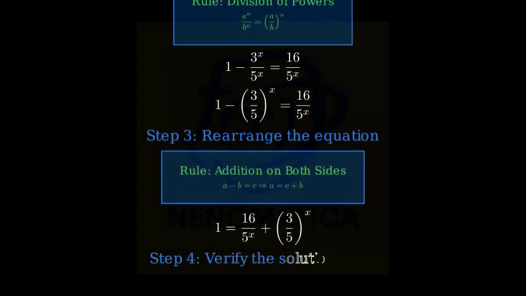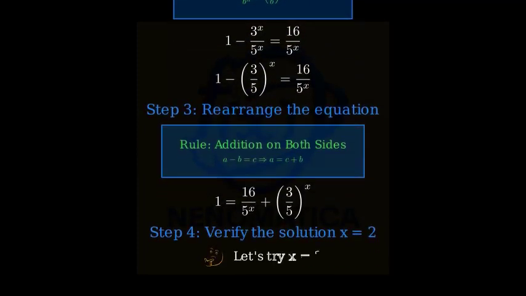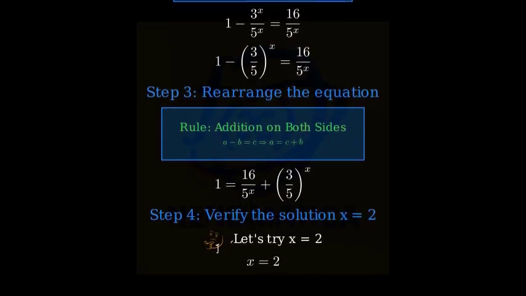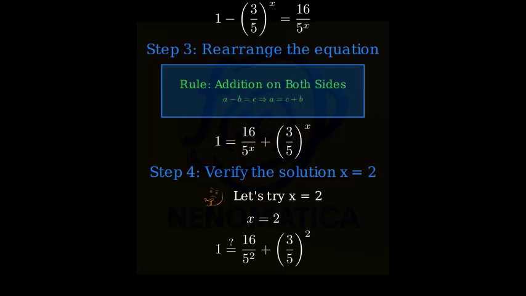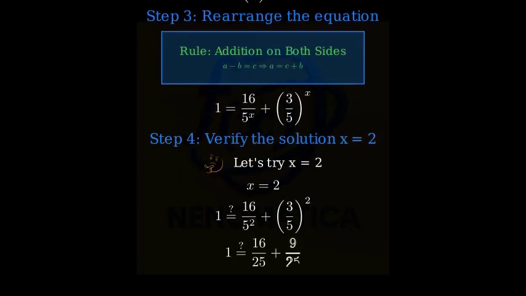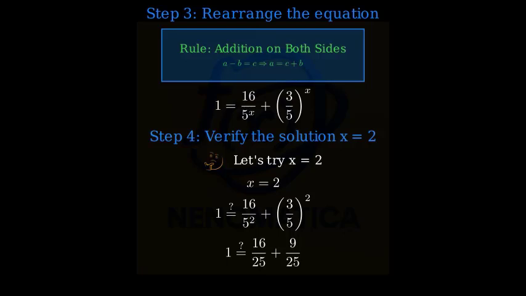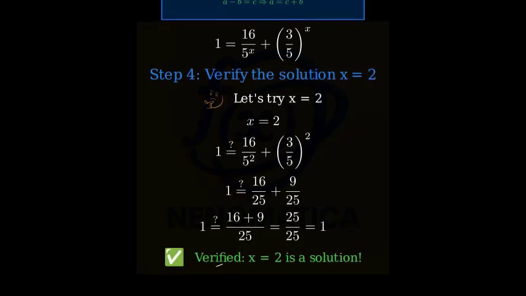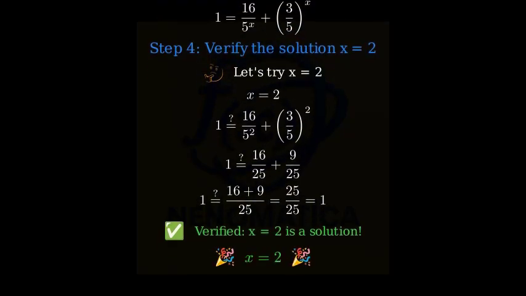Step 4. Now we need to find a value of x that satisfies this equation. Let's try x equals 2 and check if it works. When x equals 2, we have 1 equals 16 divided by 5 squared plus (3 over 5) squared. This gives us 1 equals 16 divided by 25 plus 9 divided by 25. Simplifying, we get 1 equals 16 over 25 plus 9 over 25, which equals 25 over 25, or exactly 1. Since our result equals 1, we verified that x equals 2 is indeed a solution.